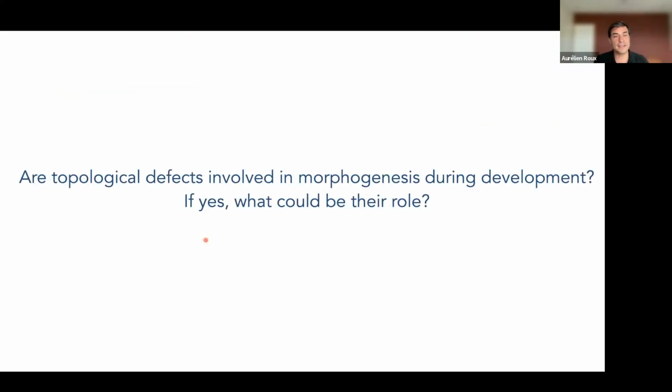That's the starting point. So of course the question you may ask is, if there are topological defects at specific places in the body plan of organisms, does that mean they have a role during the building of the body plan, which is actually morphogenesis? And if yes, what could be their role in morphogenesis? So now we can look into small animals and also at the cellular level to see what kind of defects we can find in those simpler model systems.